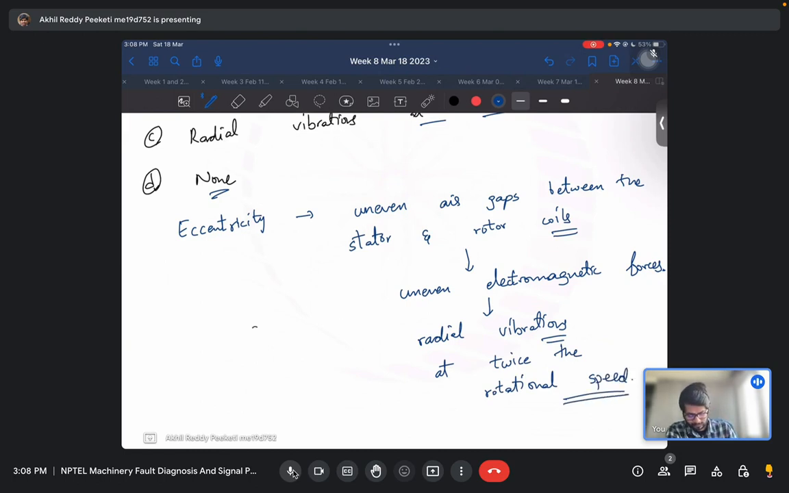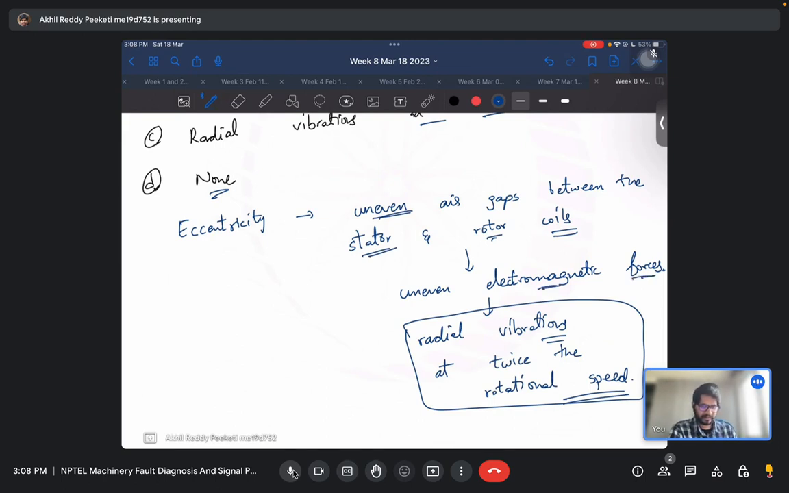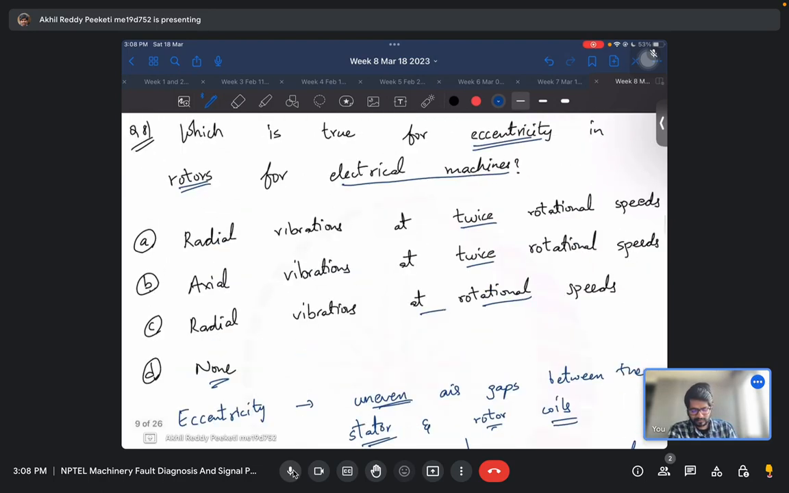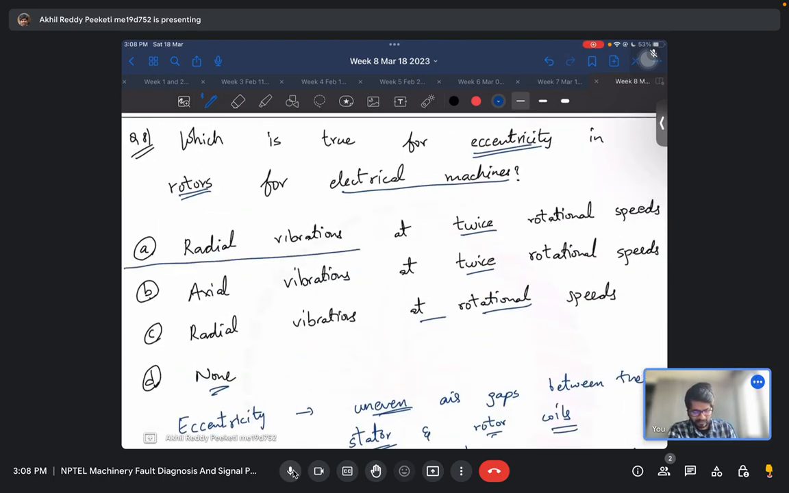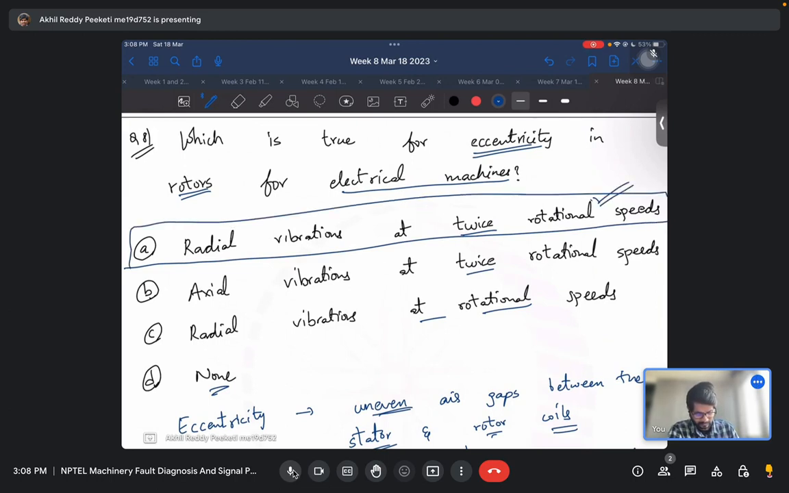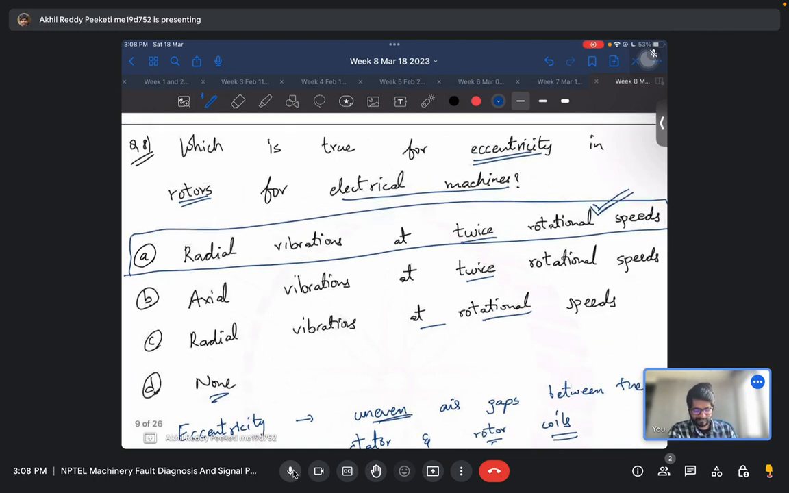Okay, so this will be due to radial vibrations at twice the rotational speed, and it is due to the uneven air gap between the stator and the rotor coils, which creates in response uneven electromagnetic forces, and that in turn generates radial vibrations. Okay, so eccentricity for electrical machines actually causes radial vibrations at twice the rotational speed, not at the rotational speed.